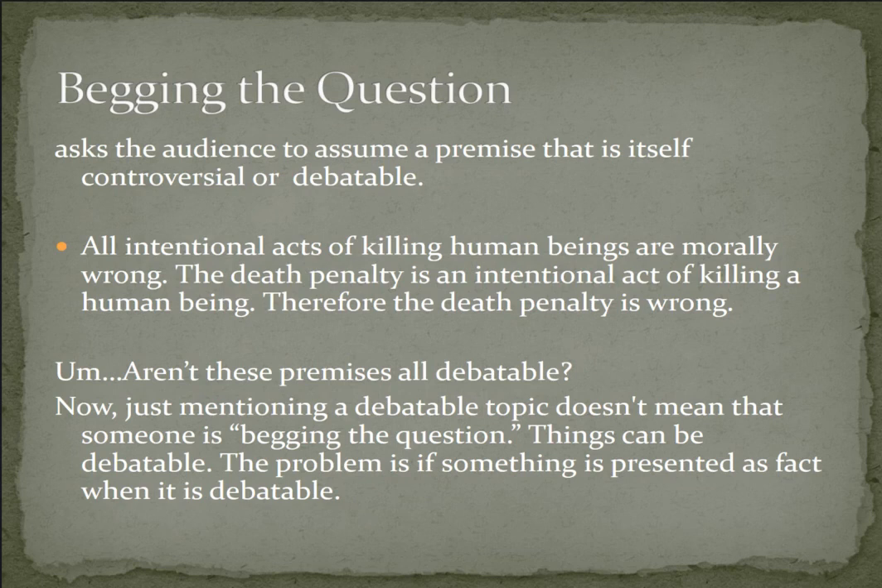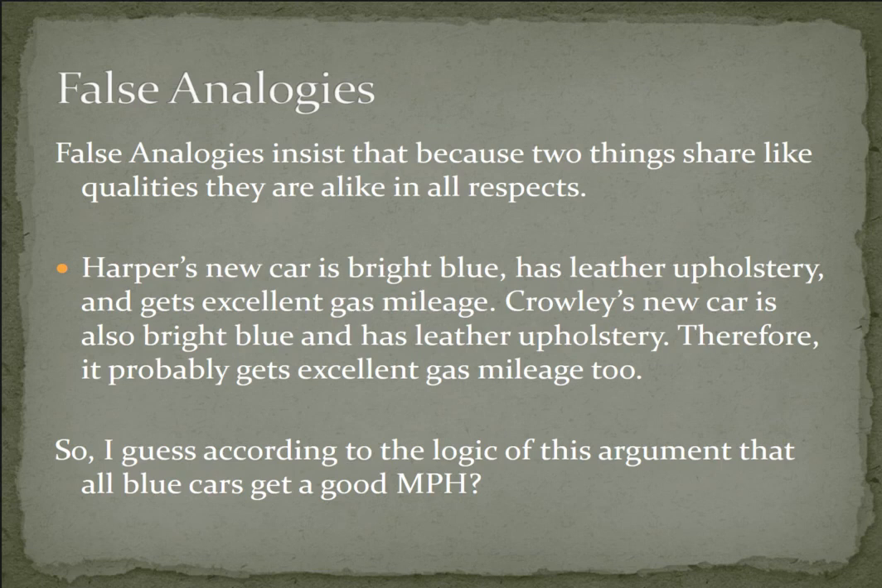False analogies insist that because two things share like qualities, they're like in all respect. Here's an example. Harper's new car is bright blue, has leather upholstery, and gets excellent gas mileage. Crawley's new car is also bright blue and has leather upholstery. Therefore, it probably gets excellent gas mileage too. So the logic of this argument is that all blue cars get good mileage?